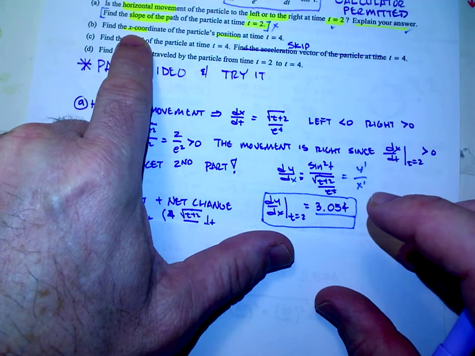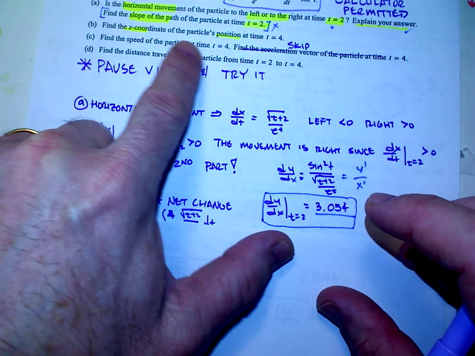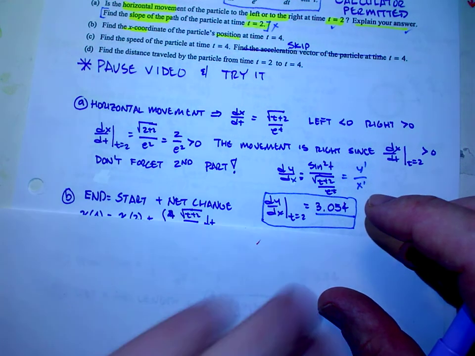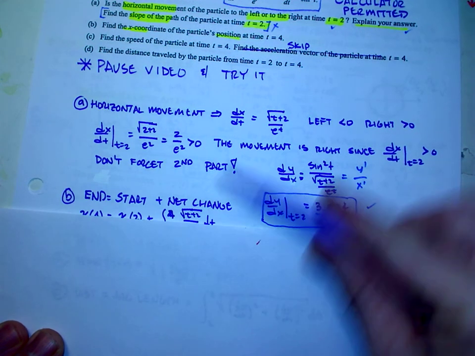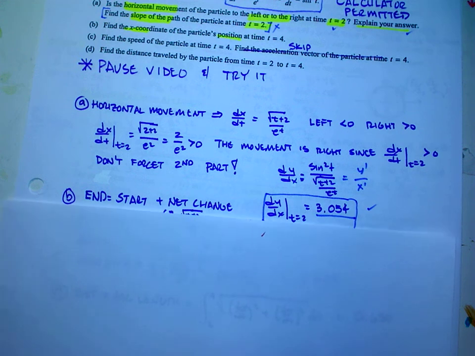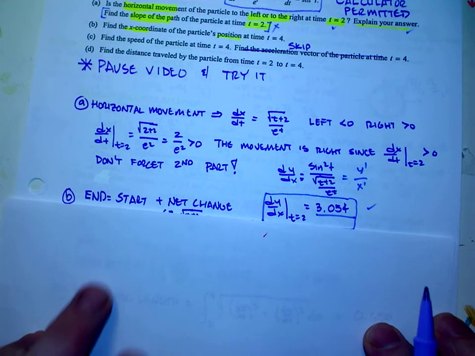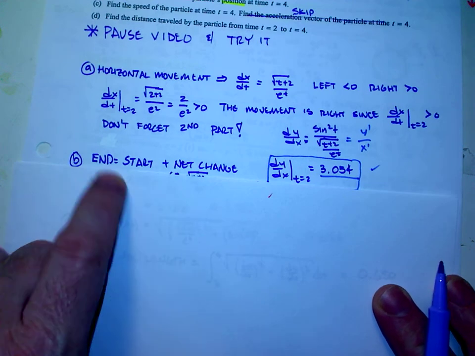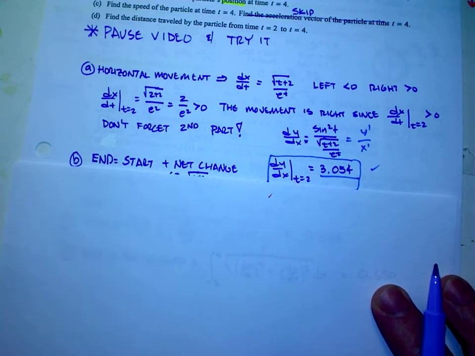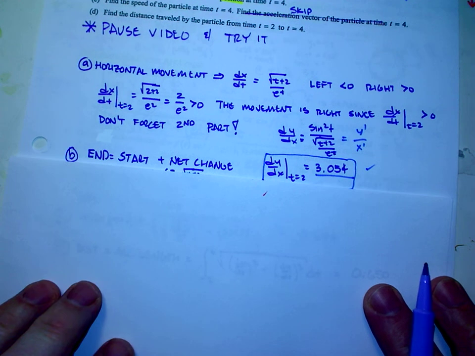Next, part B says, let's find the x-coordinate of the particle's position at time t equals 4. Again, this is only the x. What we're doing up and down doesn't matter. It's just saying where we are in the x direction. So you'll see that Alexis reminded us, hey, wait a second, this sounds like an end equals a start plus net change, and we thank her for doing that.